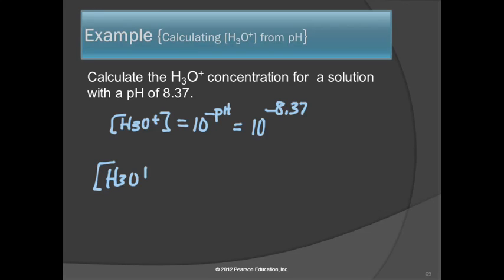Some calculators, you have to press 10 to the x first and then put in the exponent. So I'm getting 4.3 times 10 to the minus 9, and then I'll put the unit molarity back on it. Any questions?